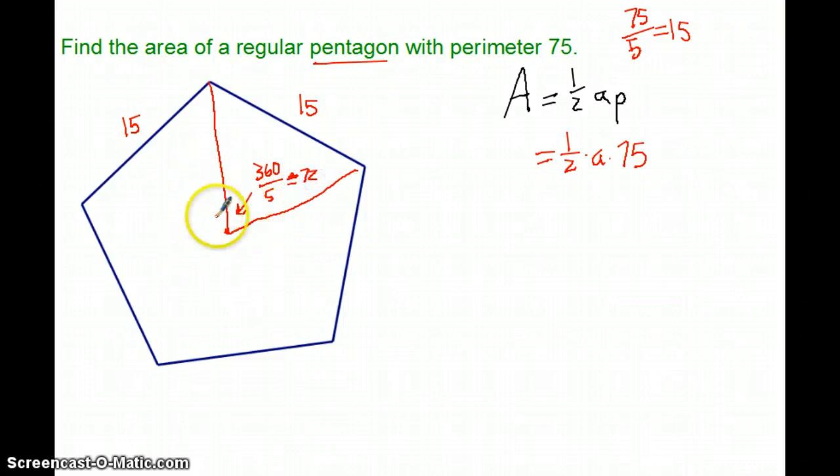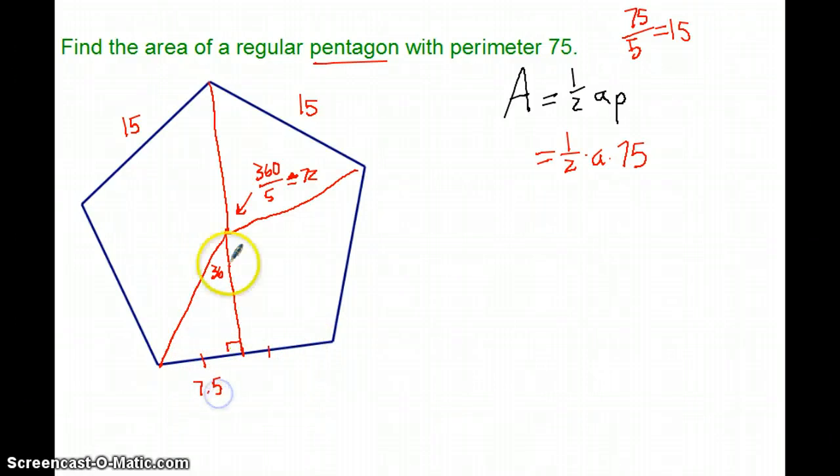So that little angle is 72, which means if I was ever going to want to make a right triangle at one of these places where I cut this in half, the angle at the top of the right triangle would be, if this whole angle is 72, 36. And I know if I'm cutting this in half, I know what this is. That's 7.5. What I'm interested to find out is this apothem.